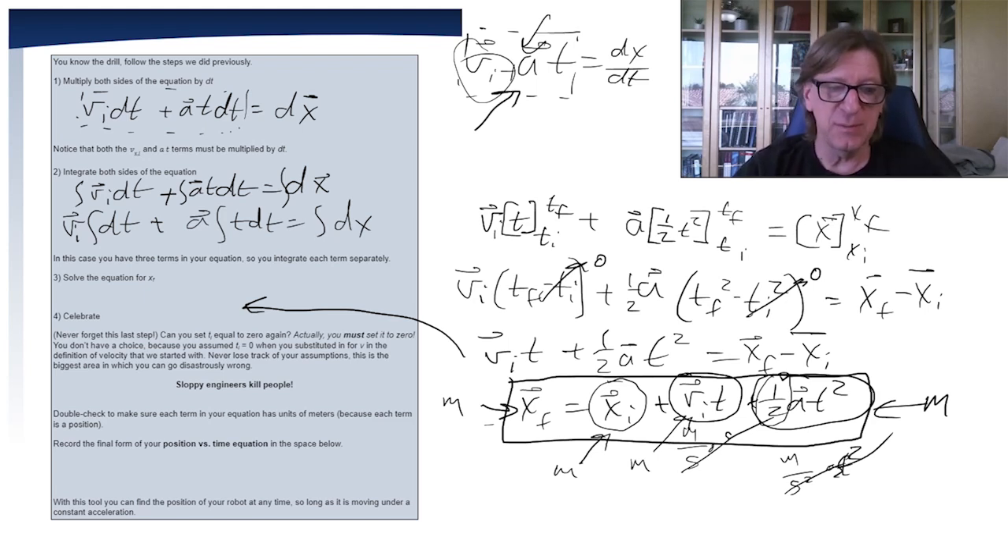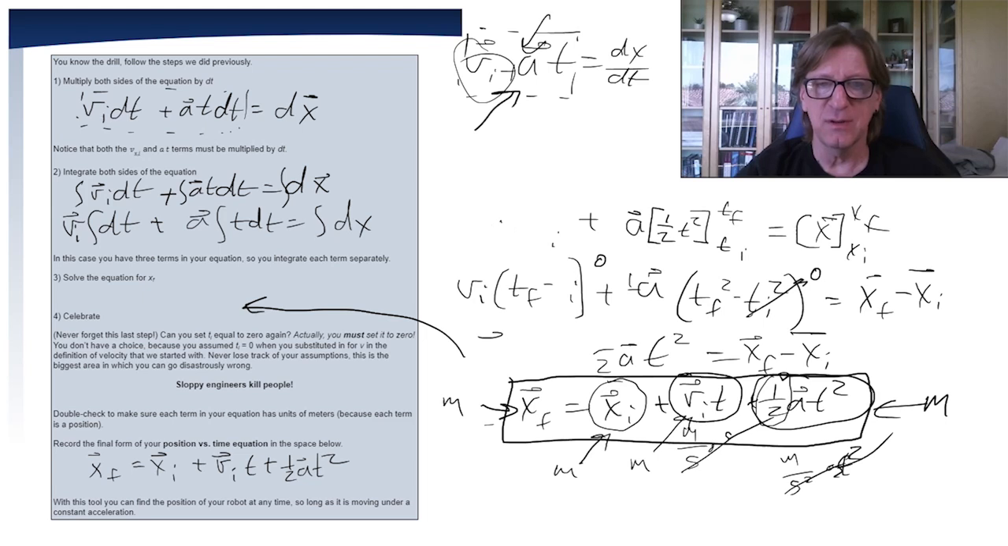So let's come down here and let's record our final position versus time equation. So that's going to be xf equals xi plus vi t plus 1/2 a t squared. So let me erase what we've got here just so I've got some room to draw.